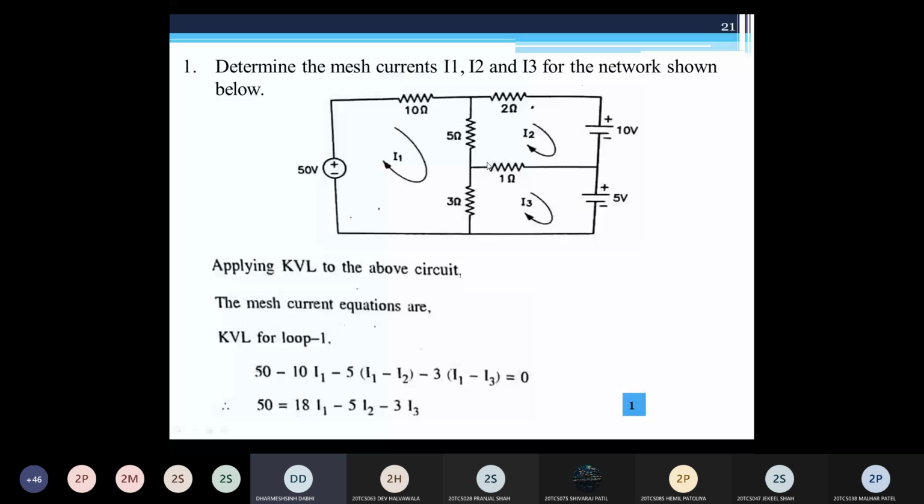Sir, can we copy the question first and the diagram also, then solve it ourselves? Okay. Take your time and draw this diagram, and step by step apply KVL for mesh 1, 2 and 3. Okay. So I will wait for 1 or 2 minutes and then give you the answers for equations 1, 2 and 3 for mesh 1, 2 and 3. Okay, all of you calculate, please.